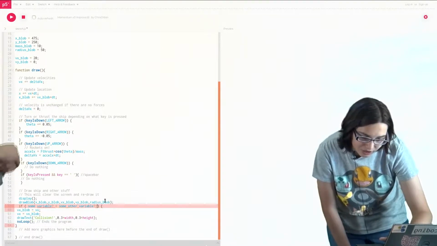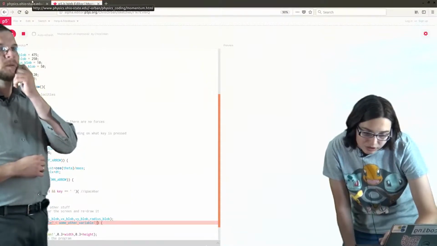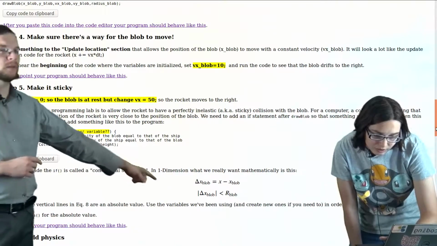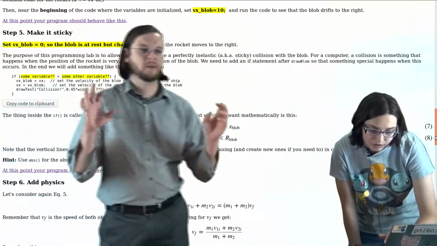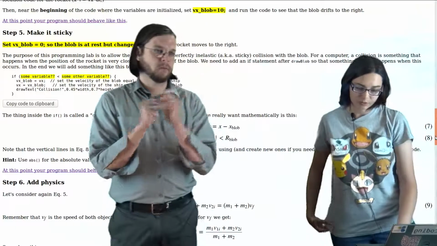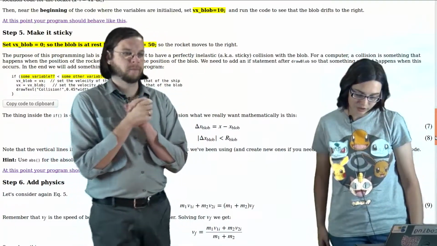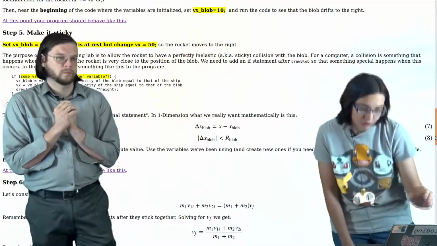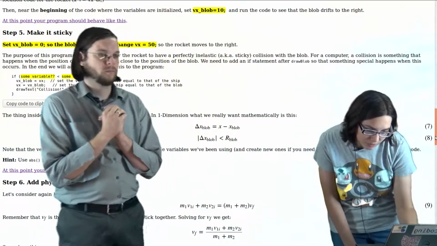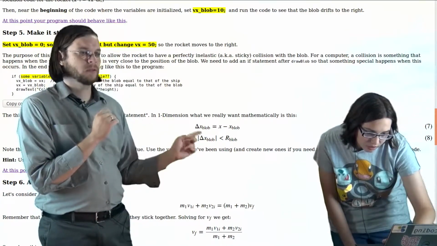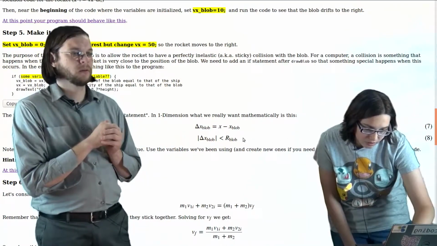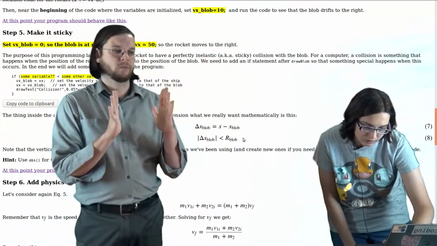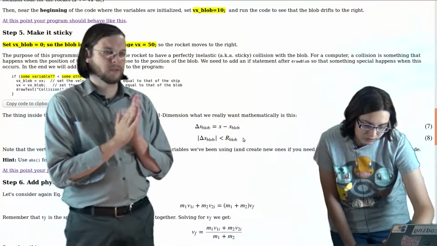So there's some advice on what to do in the step-by-step. That code was not meant to just jump out and work. Basically, we have to think about this statement. How do we know if the rocket is colliding with the blob? If we look at the x-coordinates, the x-coordinate of the rocket is going to be within the blob. So x is the center of the rocket, x blob is the center of the blob, and if the difference between those two things is less than the radius, then they've collided.